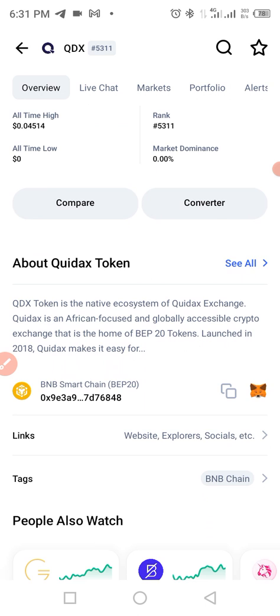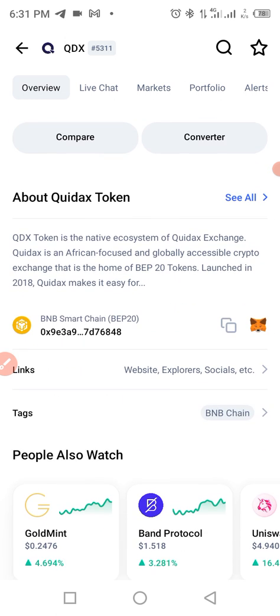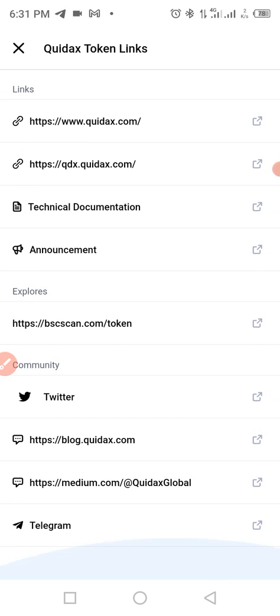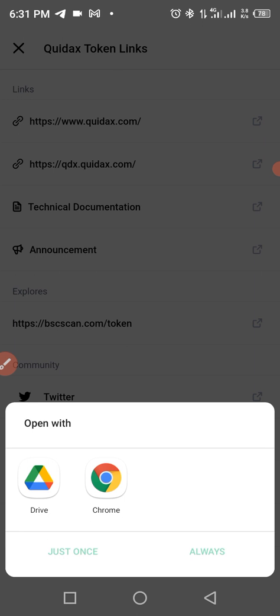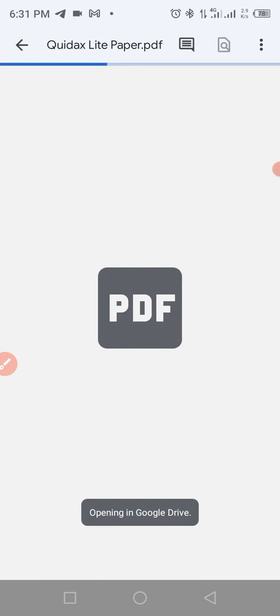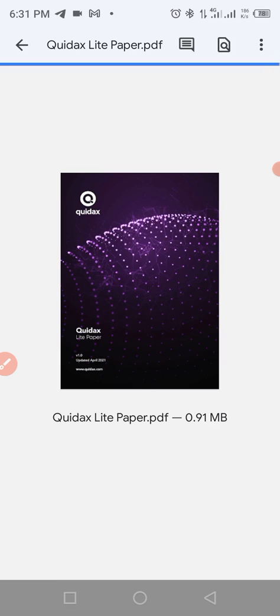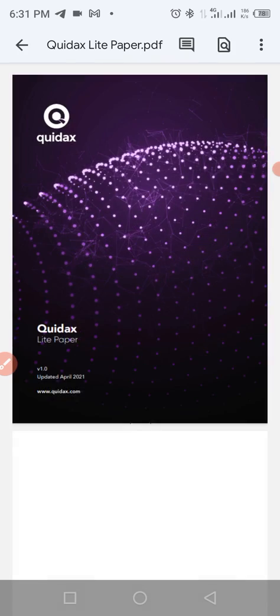Okay, so this is their summary. Their summary is even small, and you want me to buy that coin? No, you want to play. But let's just go and look at other things. Once you come here, you're going to see everything. Let's check the technical documents. Let me just see something. All right, so this is their white paper. Let it load. Okay, this is the white paper.